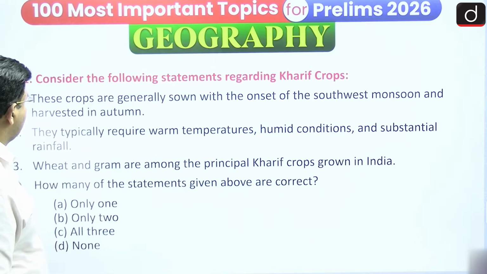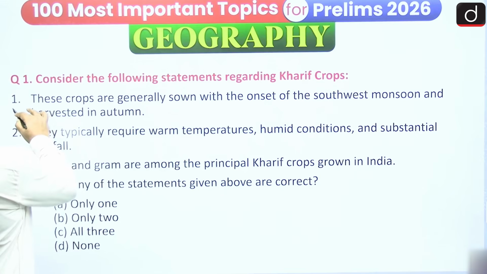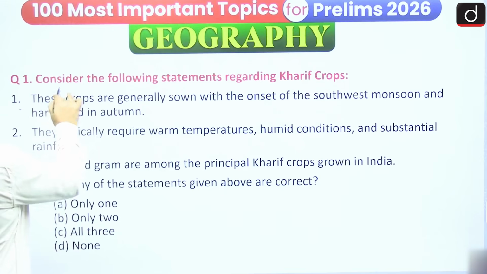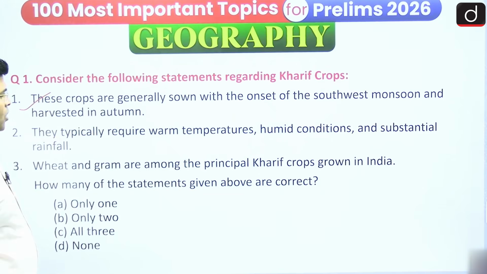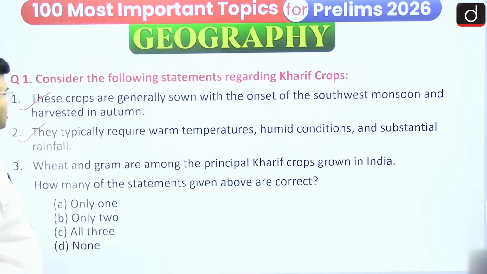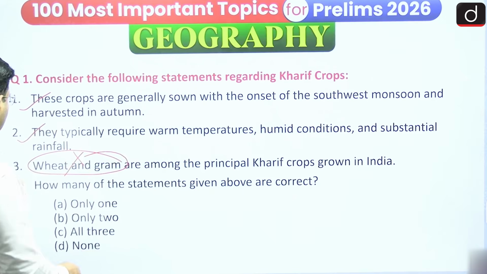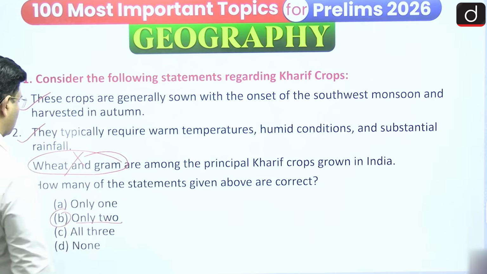The first question: consider the following statements regarding Kharif crops. These crops are generally sown with the onset of the southwest monsoon and harvested in the autumn. Absolutely, that is correct. They typically require warm temperature, humid conditions and substantial rainfall. Yes, that is okay. Another: wheat and gram are among the principal Kharif crops grown in India. No, wheat and gram are Rabi crops, not Kharif crops. So option B, only two are correct.